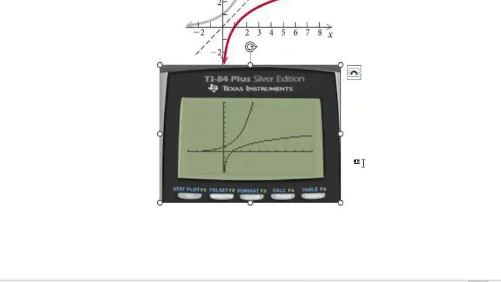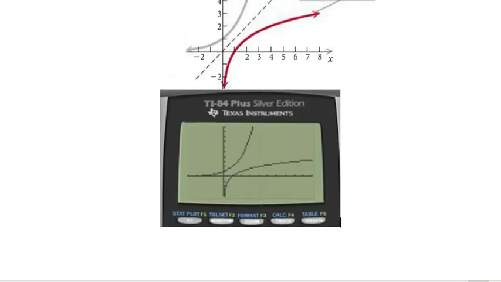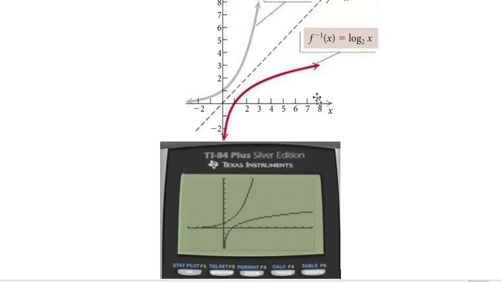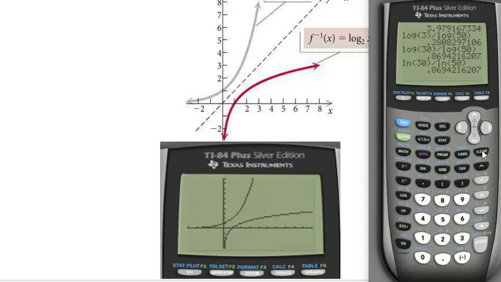And here is a calculator. So this is using the calculator, and here it is. So the first one is 2 to the power of x, and the other one is log base 2 of x, so we need a change of base. You can do ln or log, so we're going to do log of x divided by log of 2.